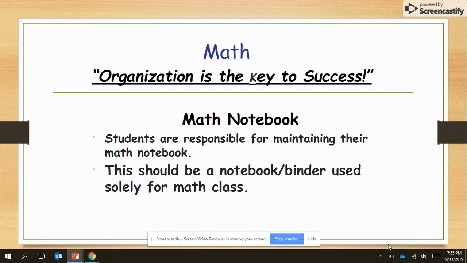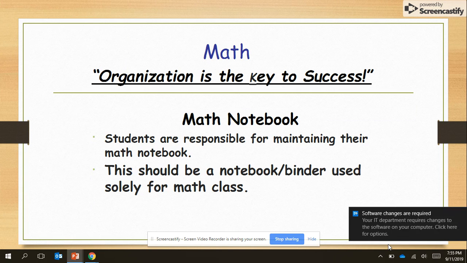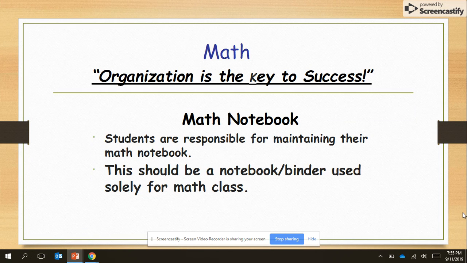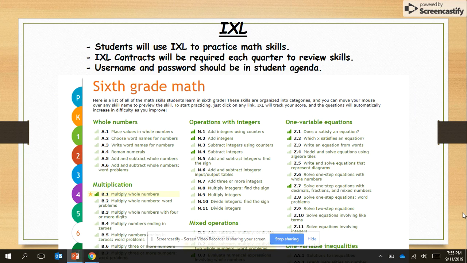So with math, organization is the key to success. We keep a 5-subject math notebook, and the students are responsible for maintaining that notebook and keeping it neat and organized. This notebook or binder should be only dedicated to math, so we don't need science or ELA or social studies notes in the math notebook, just math.